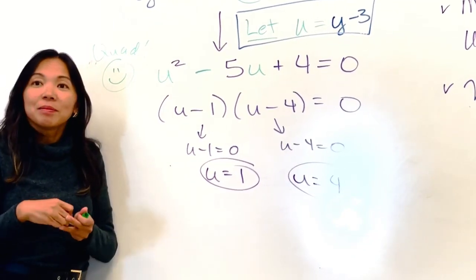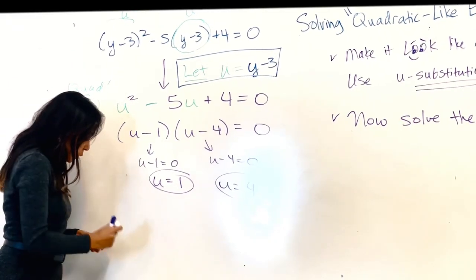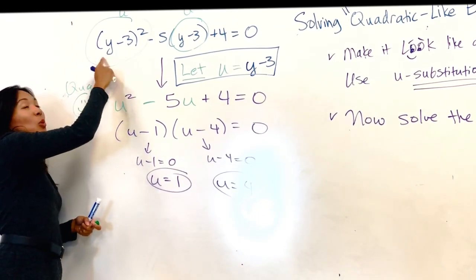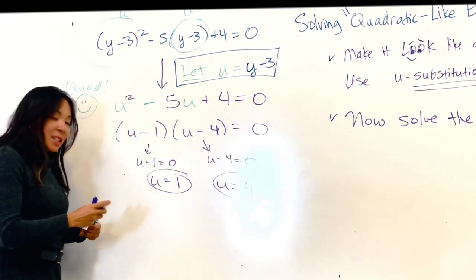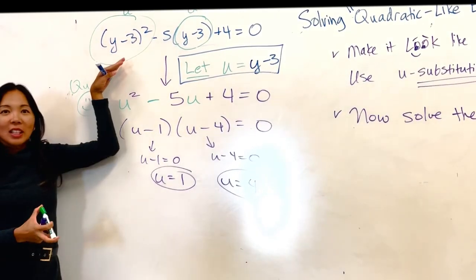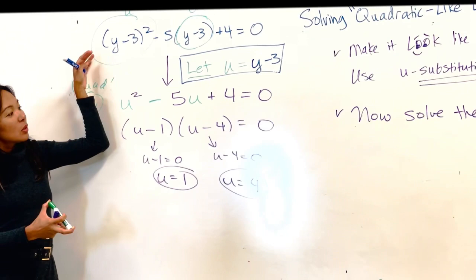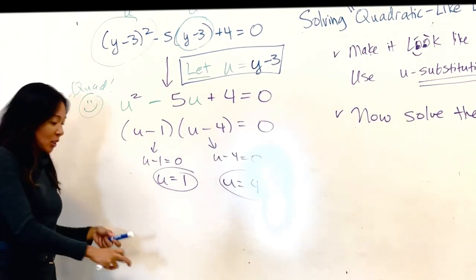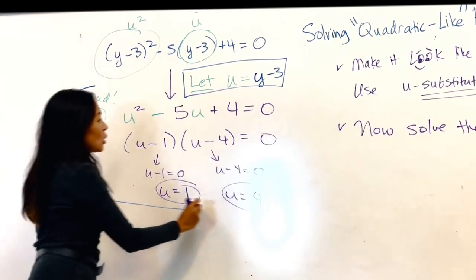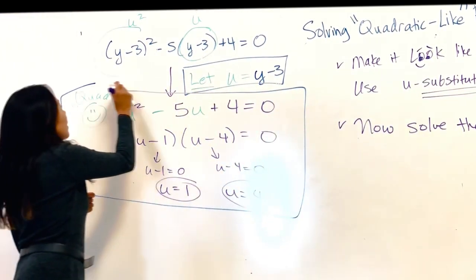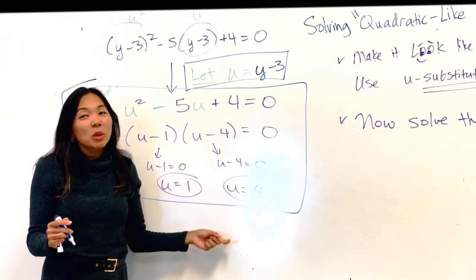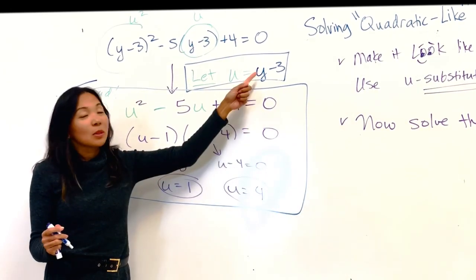Am I done? No. No, why not? What am I supposed to, what's this problem? What am I supposed to solve for? Y, right? Because I said so. So we need to solve for y, right? So this is just a temporary costume, just to make it look easy. This is a costume, just to say, okay, now I know how to solve for u. But what I really want to solve for is y.